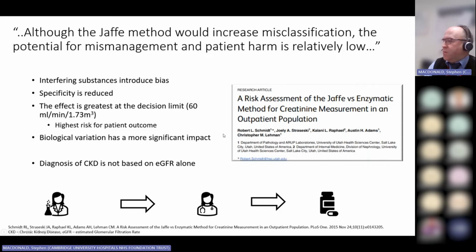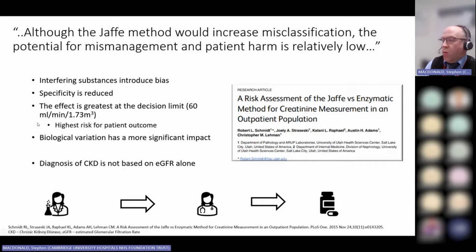So in this paper by Schmidt et al., they compared two different assays used to quantify creatinine, and they noted that there was a difference in the performance, and the bias was being introduced by interfering substances, which severely impacted the diagnostic accuracy measure, specificity in this case. Importantly, that effect is greatest at the decision limit, and therefore, because it's at the decision limit, it has the highest risk for patient outcome.